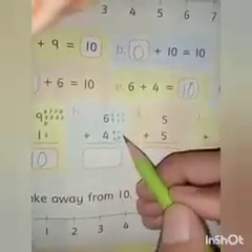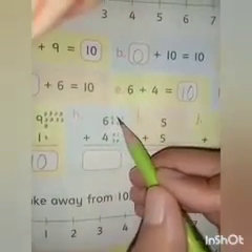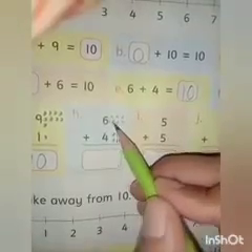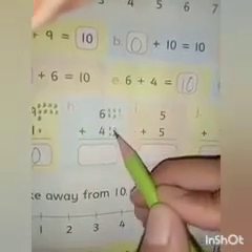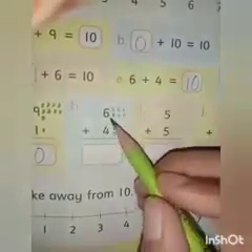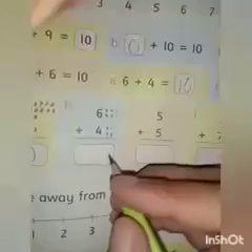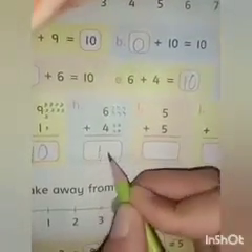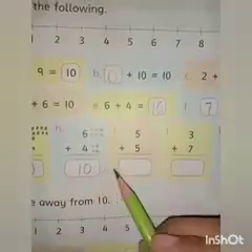Now count all the dots together. 1, 2, 3, 4, 5, 6, 7, 8, 9 and 10. So when we add 6 and 4, we got the answer 10. Write 10 in the box. Go for the next one.